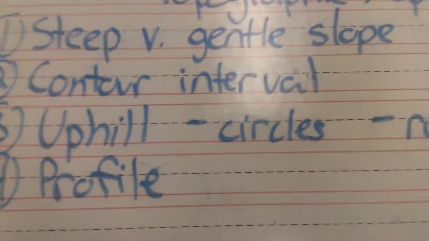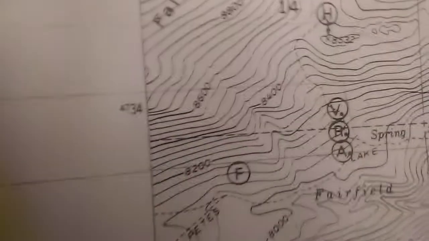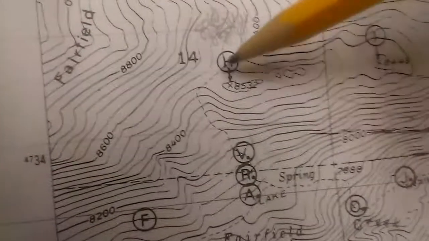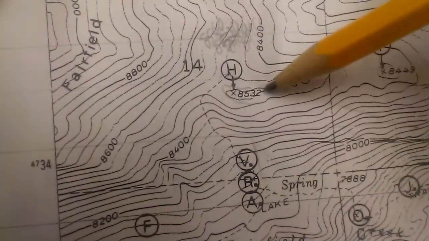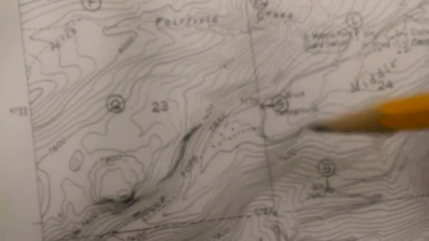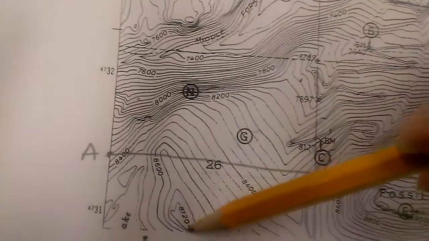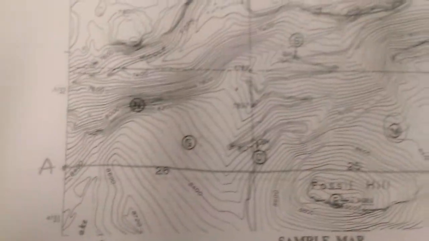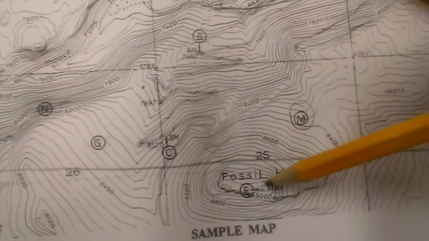Next, how do I find uphill? So I'm going to look for circles and the rule of V. So let's see. First, a circle generally indicates the top of a hill. So if I look, I've got this circle here, and sure enough I have an X marking the actual elevation for that peak. So circles are one clue to find uphill. So if I look down, let's see if I scroll down my map, oh, here's another complete circle. So that's another peak or top of my hill. And I have another one down here at Fossil Hill. So those would be one way to look.